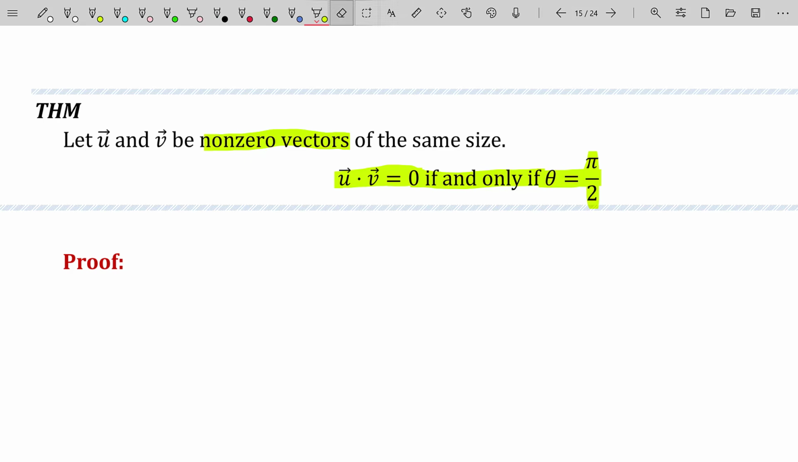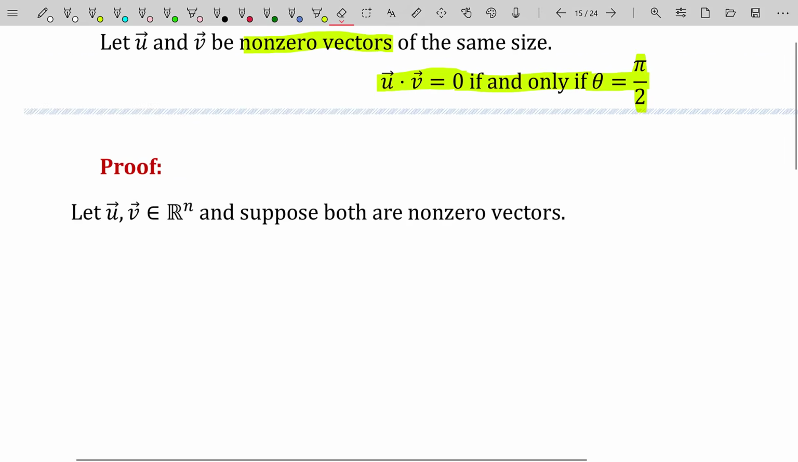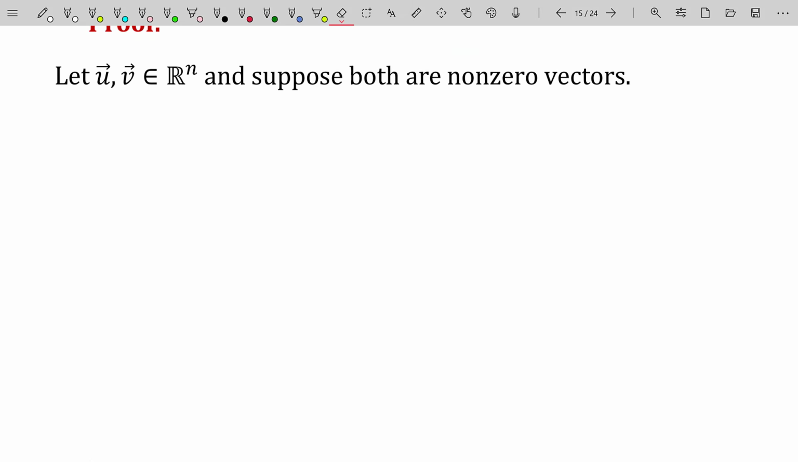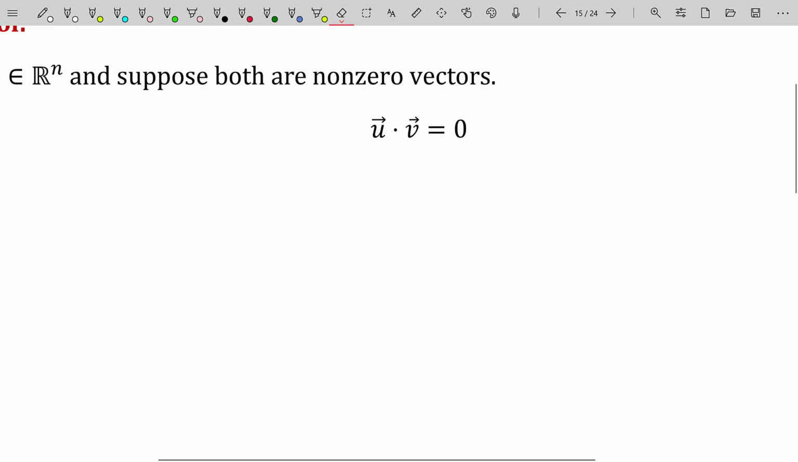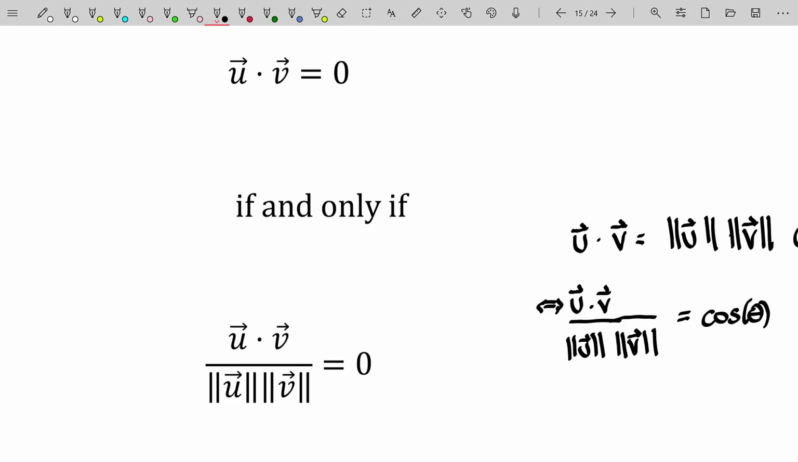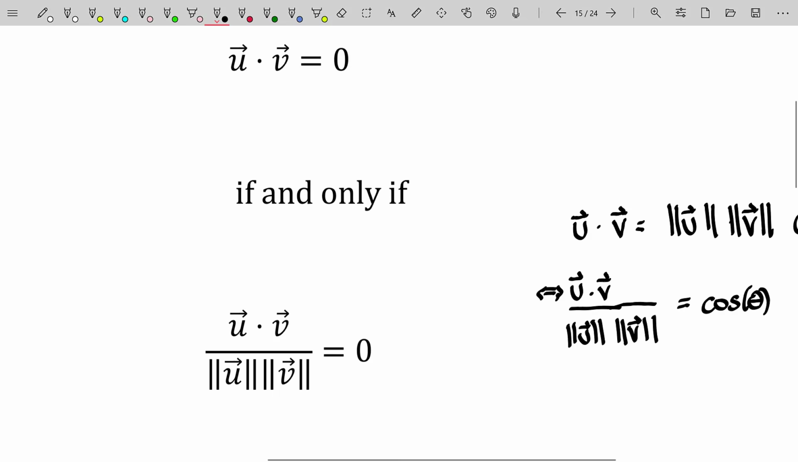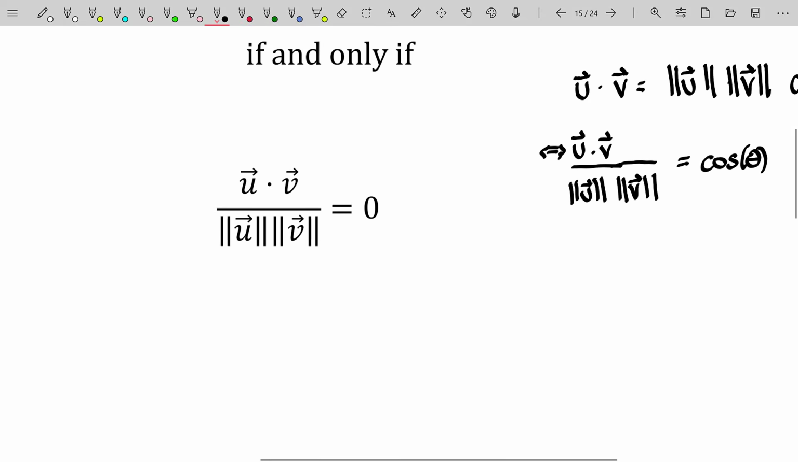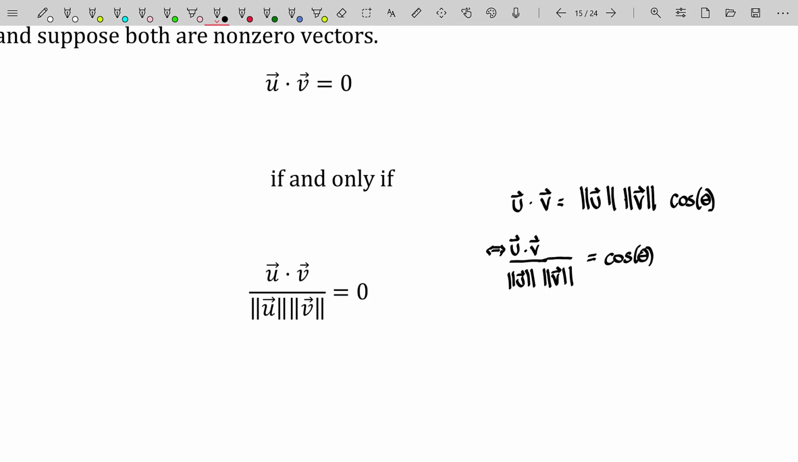Let's just run through the proof very quickly. We're going to let u and v be of the same size. You see what I'm saying? u and v are in Rn. And suppose both are non-zero vectors. Well, u dot v is equal to 0 if and only if, when you divide both sides by the magnitude of u times the magnitude of v, that should be 0 as well. Both of those equations imply each other.